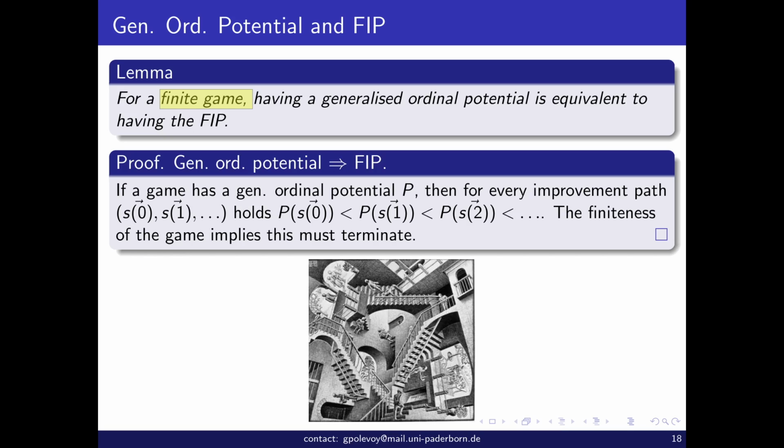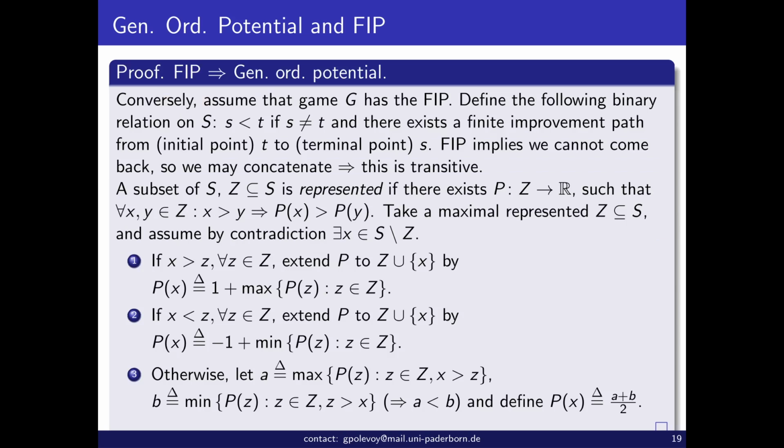Now, the other direction is that if we have the finite improvement property, then we have the generalized ordinal potential. Now, that's not hard, it just may look a bit longer, but let's wrap our head around it, not bang our head onto that, but actually wrap it around. It's much better to understand things than worry about them, right? Okay, after this few more moments, let's go back.